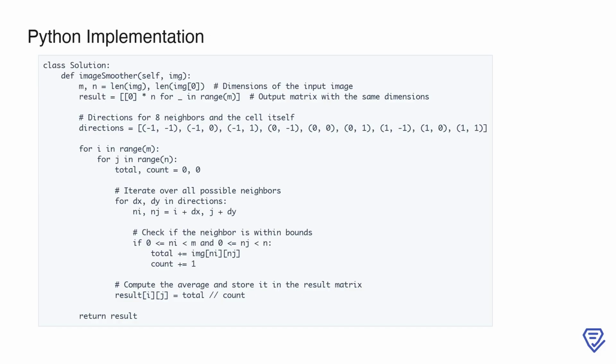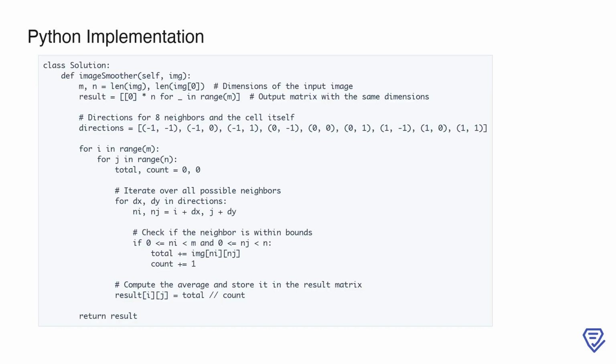3. Outer loop, matrix cells. The function iterates over each cell in the input matrix using nested loops. The outer loop iterates through the rows, i, and the inner loop iterates through the columns, j. 4. Inner loop, neighbor traversal. For each cell i, j, the function initializes total, to sum up the values of the neighbors, and count, to count the valid neighbors. It then loops over all 9 potential neighbors, based on the directions list.